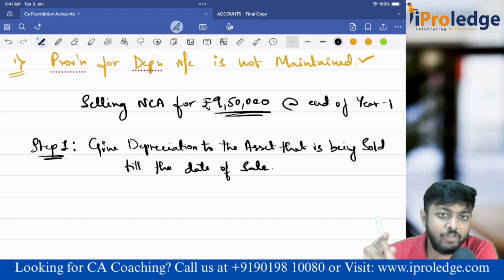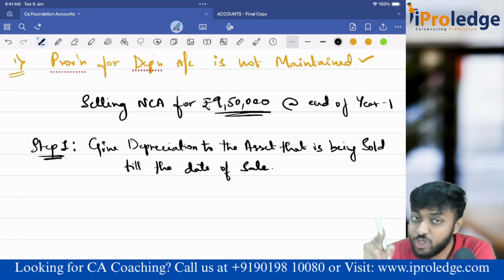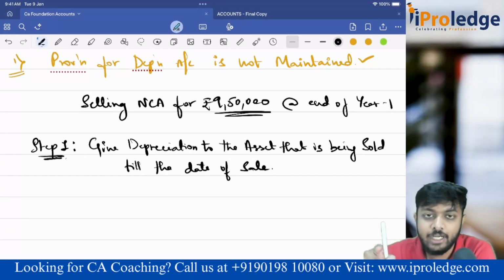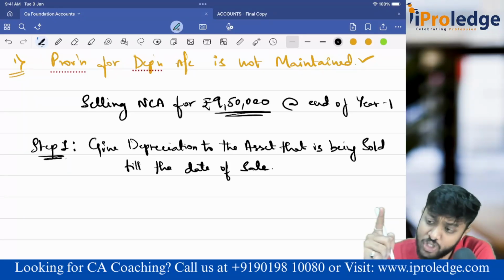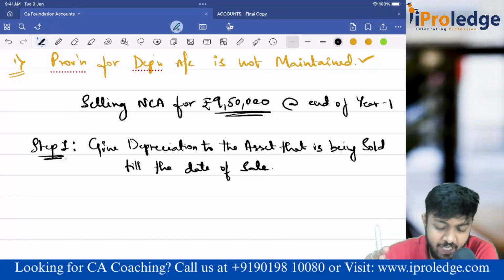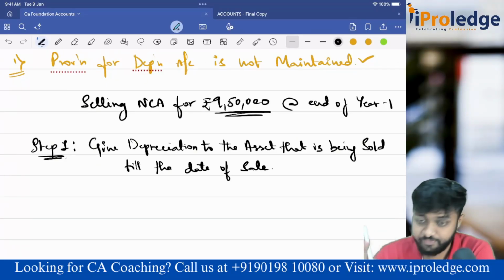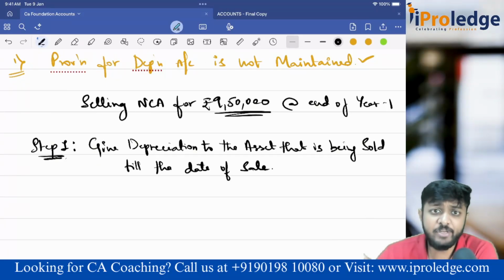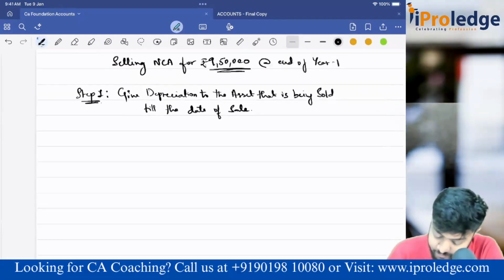at the end of the year, correct? Now what you have to do is, when sale has happened, the thing is, we have not given depreciation yet. Okay. The first step that you have to do is, when sale of non-current asset is happening, please first give depreciation till the date of sale. Okay, first you have to do that.